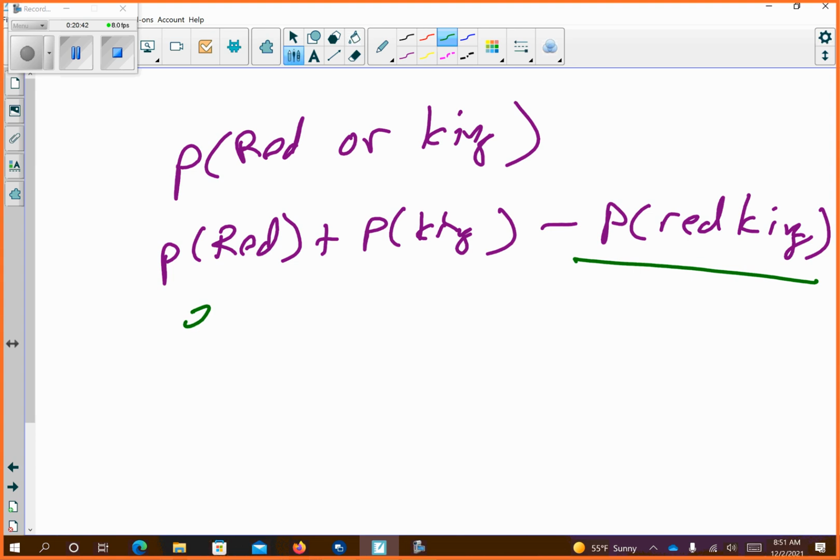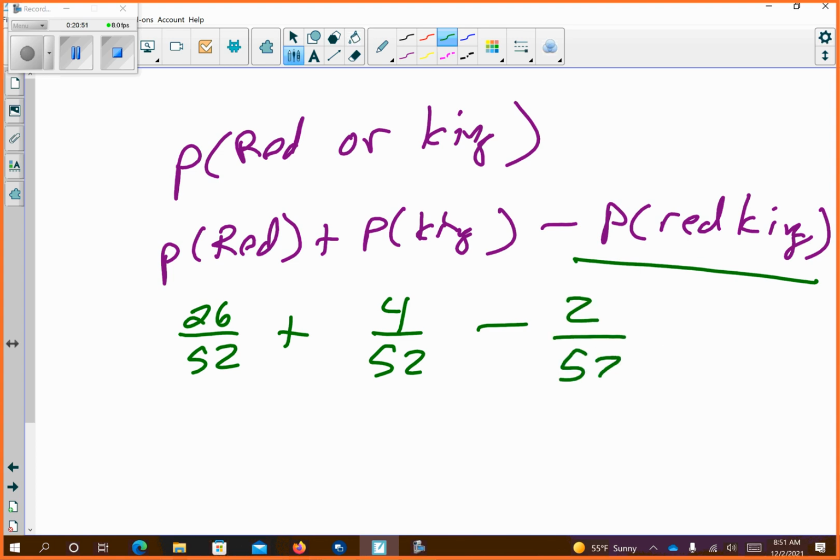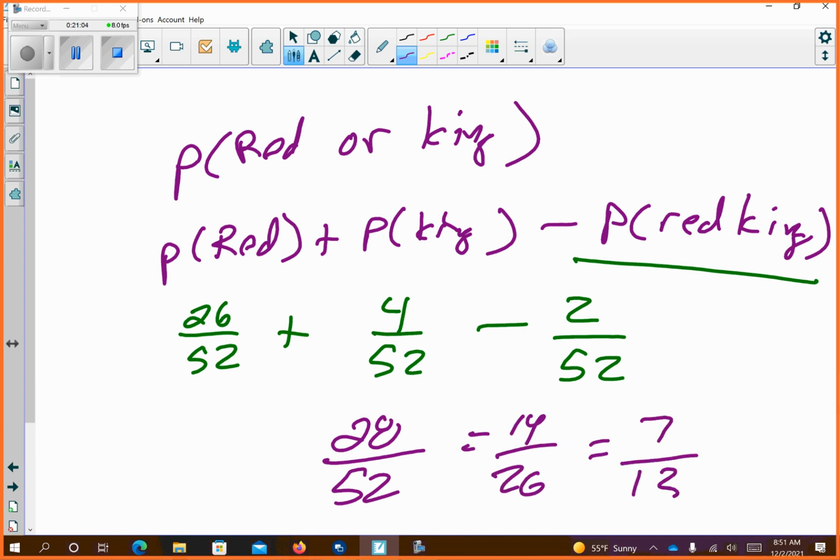So the probability of red is 26 out of 52. The probability it's a king is 4 out of 52. The probability it's a red king is 2 out of 52. So if we add this up, that's going to give me 30 minus 2, so it's 28 out of 52. And yes, you could reduce it to 14 over 26, which is 7 over 13. Okay, so the or, you want to make sure you don't count something twice.